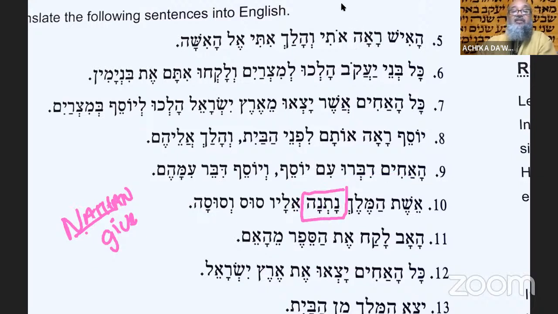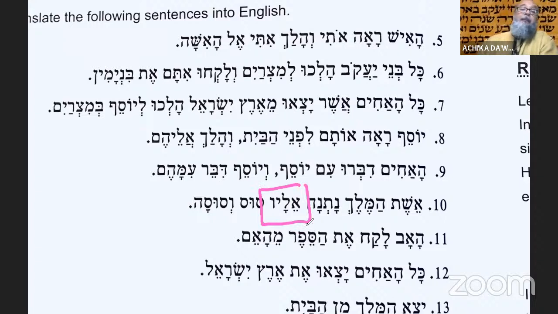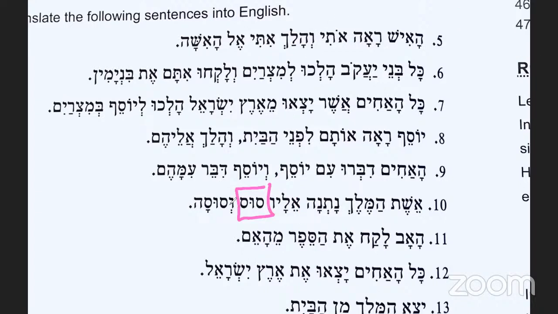She's going to give, and here's a preposition. What's the preposition in the next word? What 2 letters of this word is the preposition? All up top. Yep, right here. Okay. We know it's a preposition because they have a yod right here. And this letter right here means something else. Okay. So this right here means to him. What did she give to the king? Sus. Horse. She gave a horse.